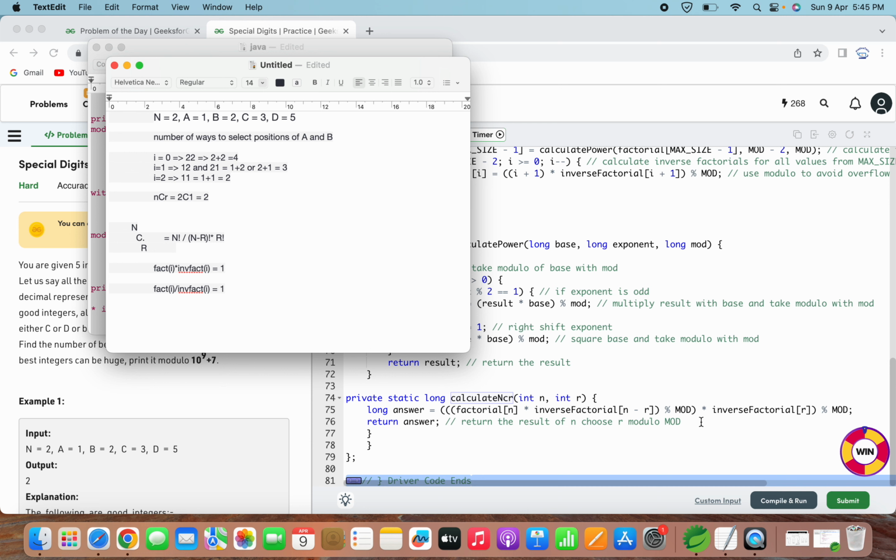Inverse of the factorial means exponent to the power minus 1. When we do a to the power minus m, it becomes 1 by a to the power m. I hope that law of indices that is considered here is clear. So the inverse factorial array is significant in this code as it allows for the efficient computation of the binomial coefficient, which is required for solving the problem here.